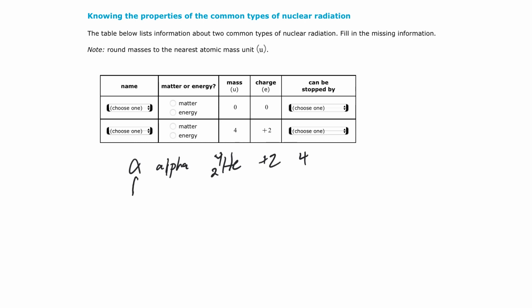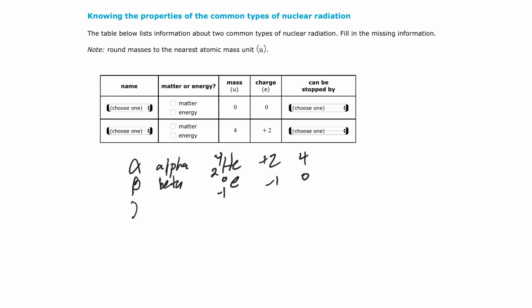The next one is beta. And beta is essentially really high speed or high energy electrons. An electron, remember, its charge is going to be -1 and its mass is 0. So in a beta, the mass would be 0 and the charge is -1.